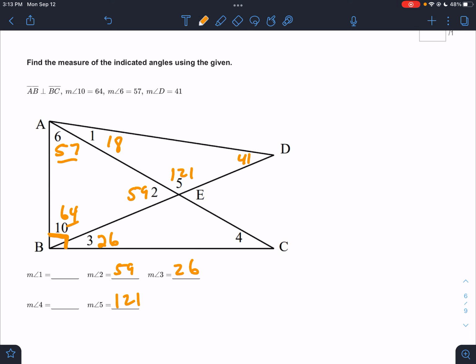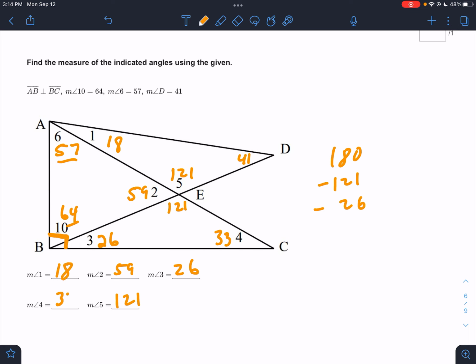And then what do we have? Angle 4. Angle 4, there's a few ways you could get it. This is vertical. That'd be 121. So I could do 180 minus 121 minus 26. And I get 33 degrees. So angle 1 clocks in at 18. Angle 4 clocks in at 33.